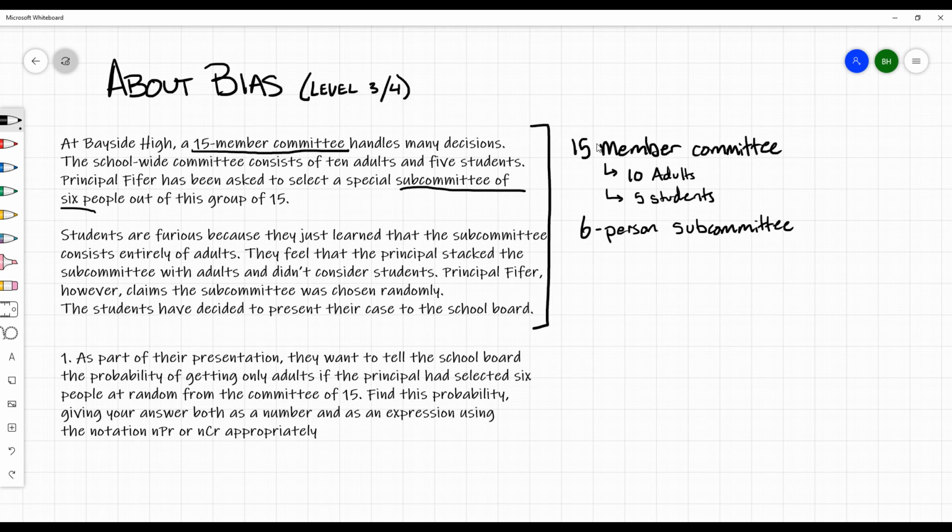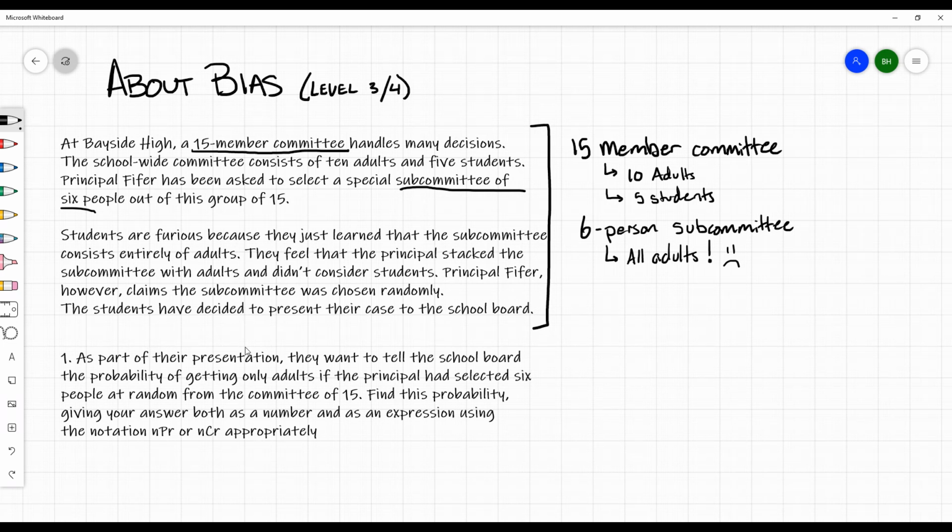So we have 15 members. There's a 6-person subcommittee that's created, and out of this 6-person, it could be any combination or any groupings, I'm going to say, of these students. Okay. And then students are mad because the subcommittee that they made ended up being all adults. Exclamation point, because that's a problem. The students wanted to be in it. Okay. So now we have a little bit of something to work with. Let's see what we can do.